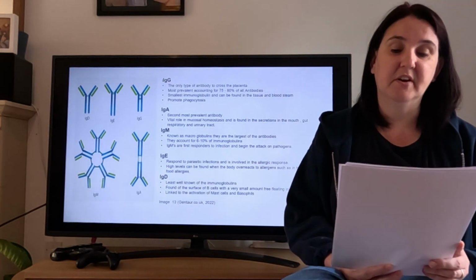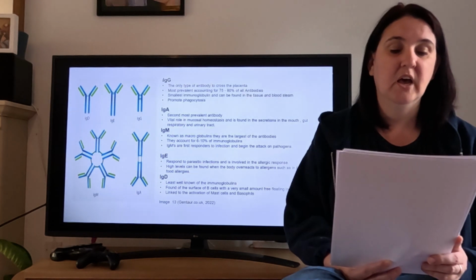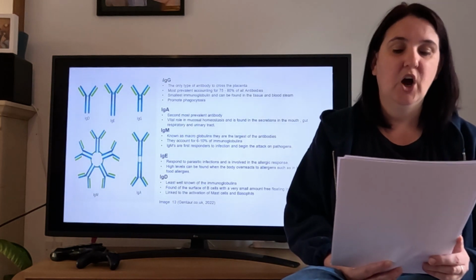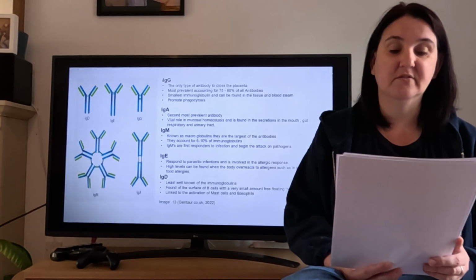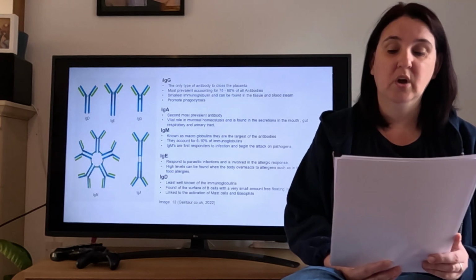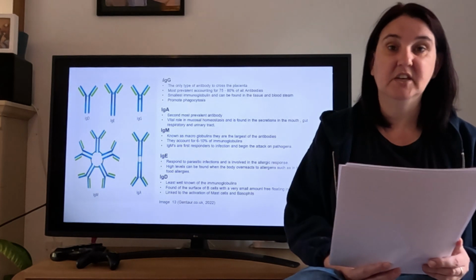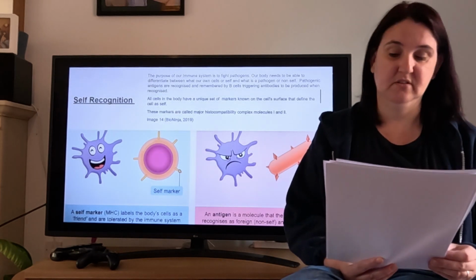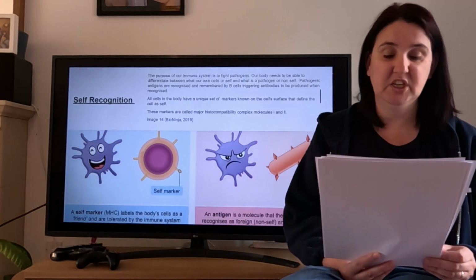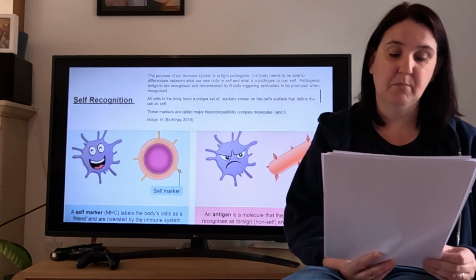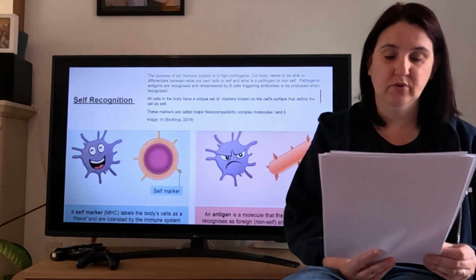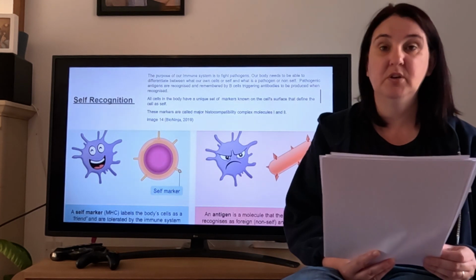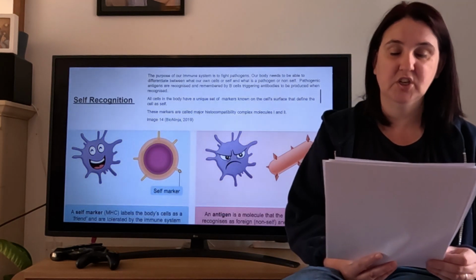IgE respond to parasitic infections and are involved in the allergic response. High levels can be found when the body overreacts to allergens, such as in hay fever and food allergies. IgD is the least well known of the immunoglobulins and is found on the surface of B cells with a very small amount free floating in plasma, linked to the activation of mast cells and basophils. The purpose of our immune system is to fight pathogens. Our body needs to be able to differentiate between self, which are our own cells, for example red blood cells, and what a pathogen or non-self is. This is known as self-tolerance and is crucial to balance appropriate immunological defence and normal physiological function.